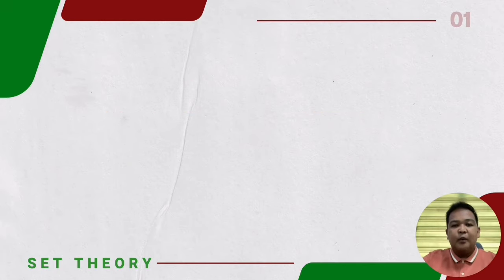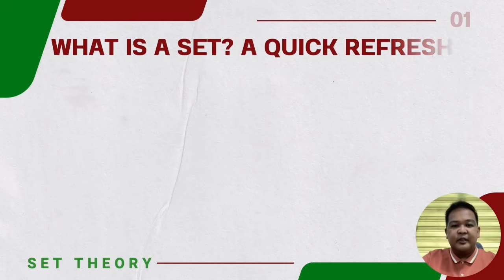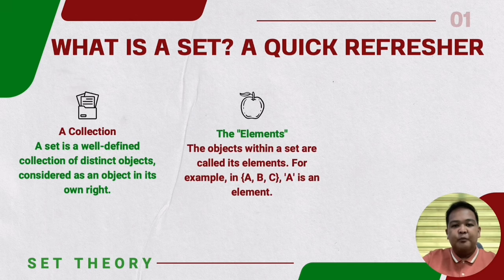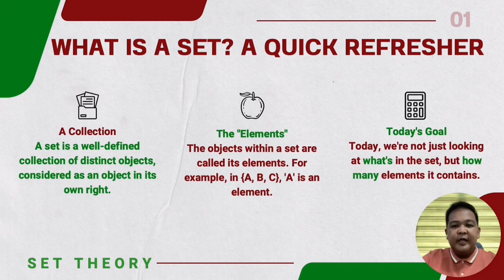Let's start by grounding our discussion in the basic set theory. A set is essentially a collection of distinct objects. We consider it a single entity. Think of it like a basket holding various fruits. Each fruit is unique, but together they form a collection. The elements or the objects within a set are what make it interesting.